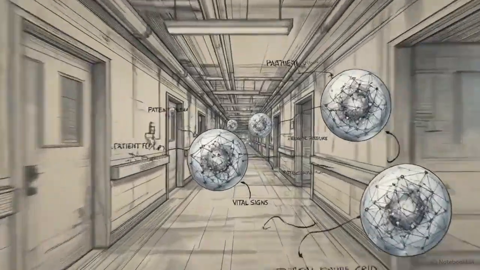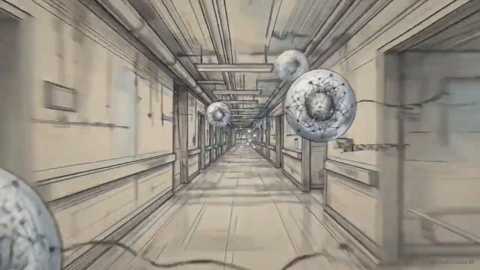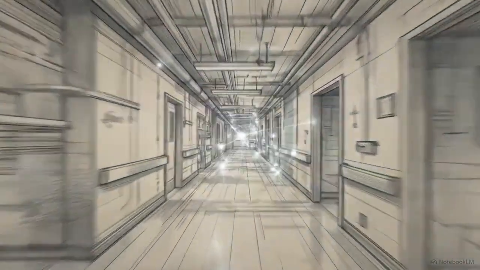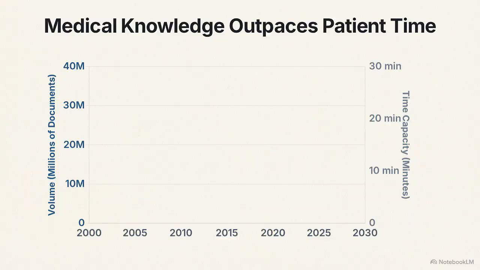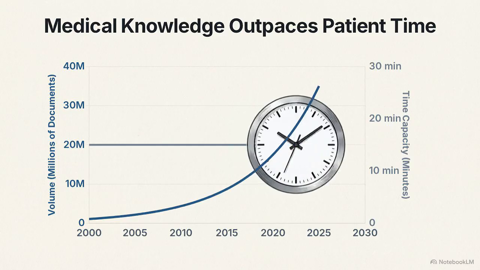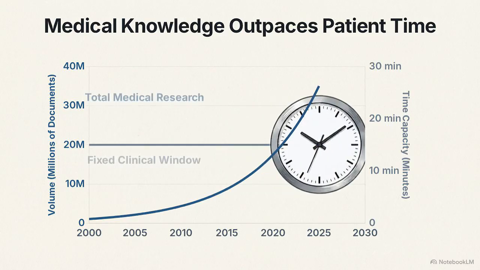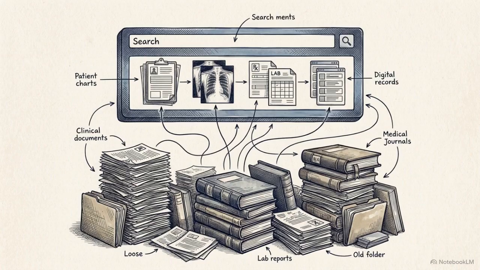This year, over 100 million Americans will receive treatment from a physician who uses an artificial intelligence platform to help make clinical decisions. The problem is a matter of scale. Medical research volume is doubling every few years, while the time a doctor has for an individual patient remains fixed at roughly 15 minutes. OpenEvidence has emerged as the most widely used tool to manage this information.